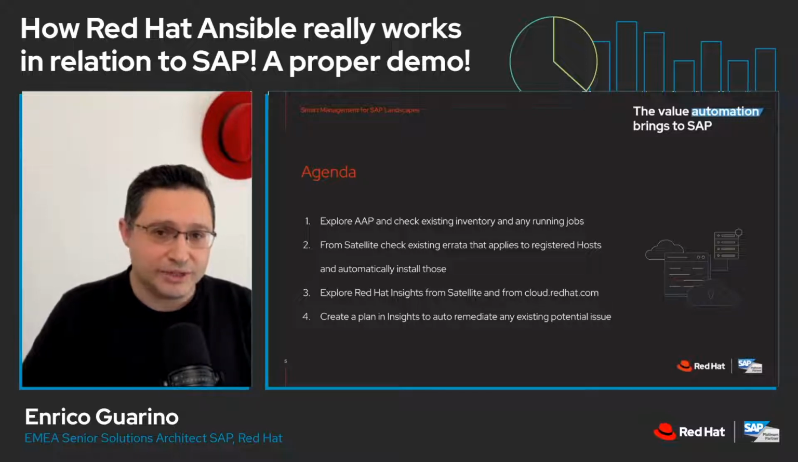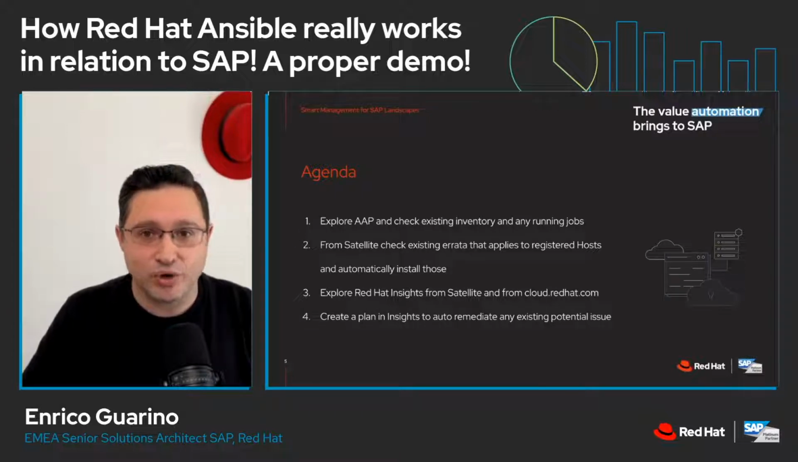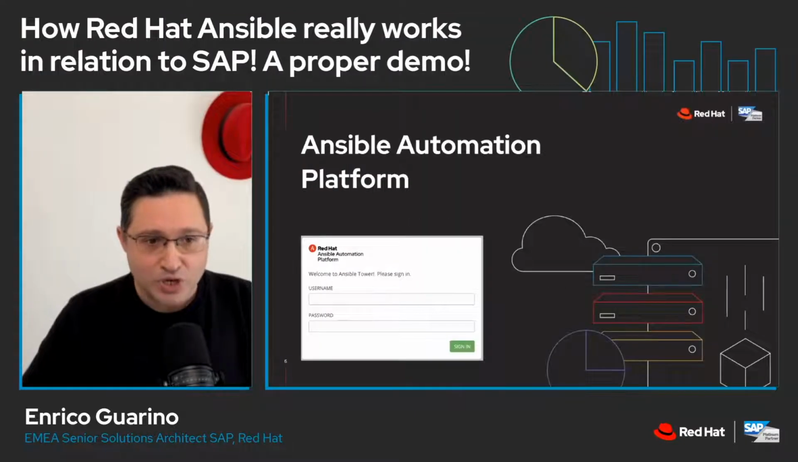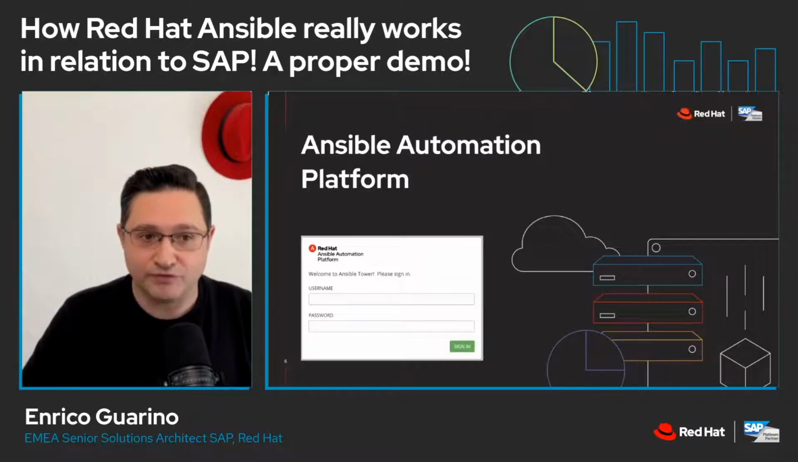With this in mind, the agenda for today is to briefly explore Ansible Automation Platform and check the existing inventory and running jobs. We will look at how Satellite detects missing or outdated components in the servers and applies the right versions. Also, how Insights with its SAP-specific rules can detect potential issues before they happen, and how this can be solved automatically with an Ansible playbook before a failure occurs. So let's jump to Ansible Automation Platform.